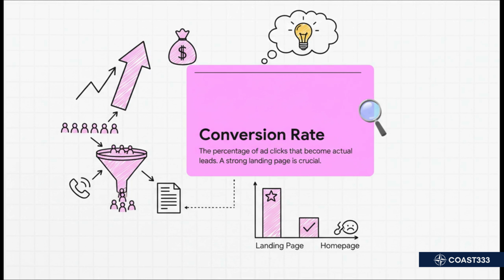Okay, next is your conversion rate. This is where your website's performance really gets put to the test. So, of all the people who click your ad, what percentage of them actually pick up the phone or fill out a form? Now, a dedicated, really well-built landing page might convert, say, 15 to 25% of those visitors. But if you're just sending all that traffic to your generic homepage, you might only see a 2 to 6% conversion rate. And that gap, that's where so much money gets wasted.